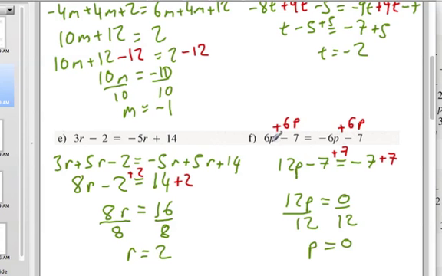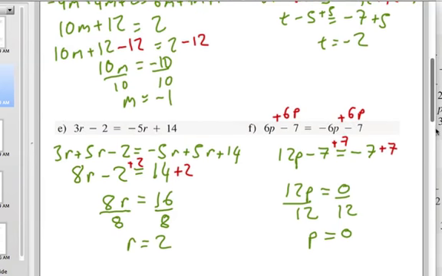And if we sub back into the original equation, we get 6 times 0 is 0, subtract 7 is negative 7. On the right-hand side, negative 6 times 0 is 0, subtract 7 is negative 7. So both sides of the equation are equal to negative 7 when you sub in for p equals 0.